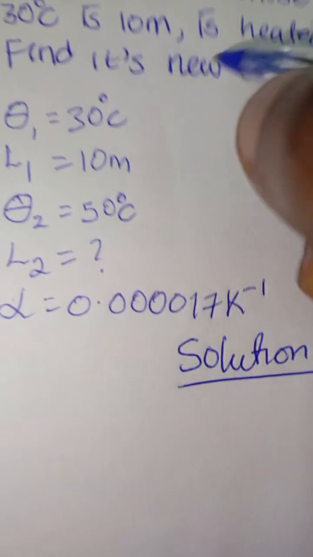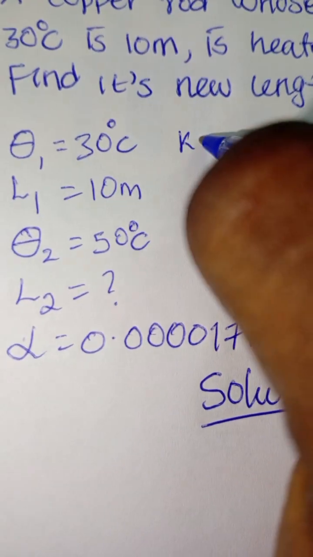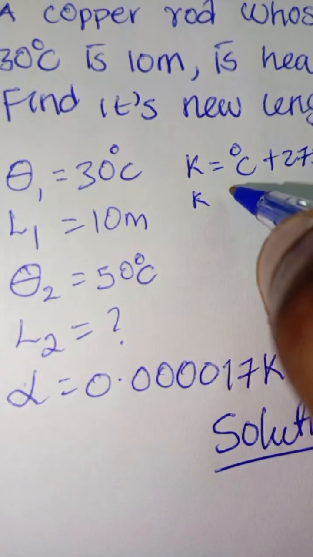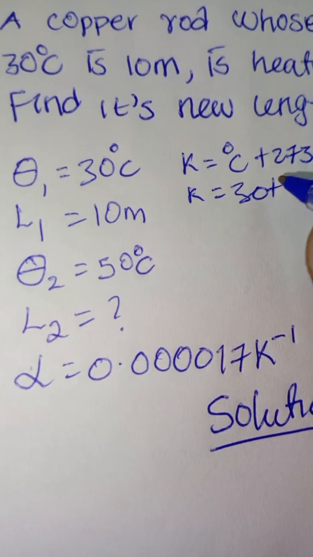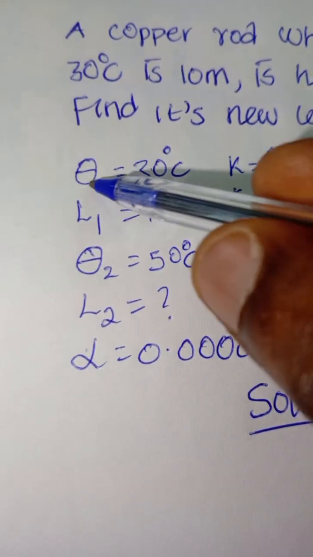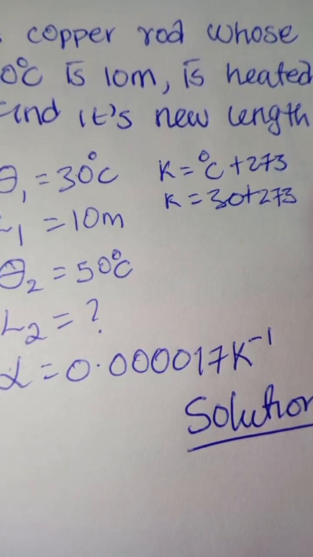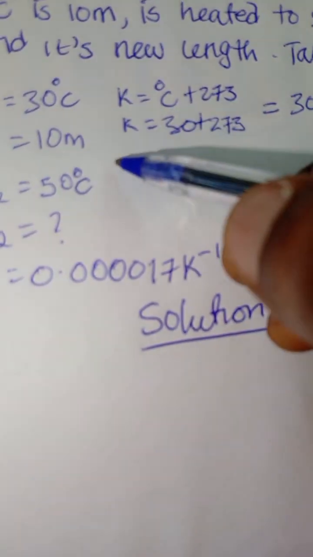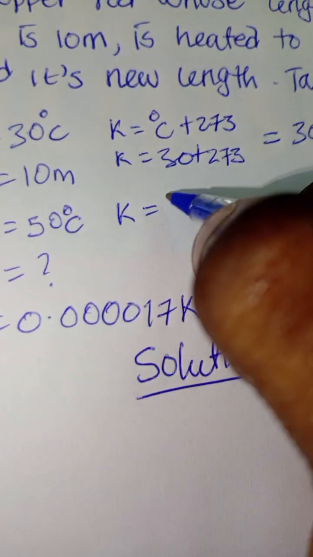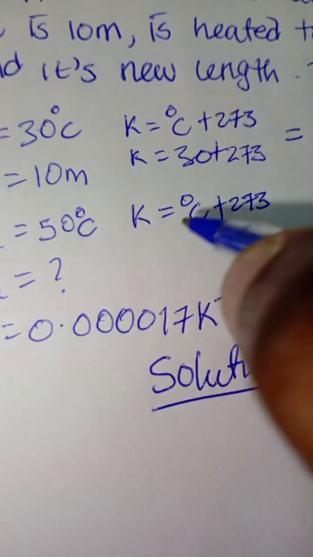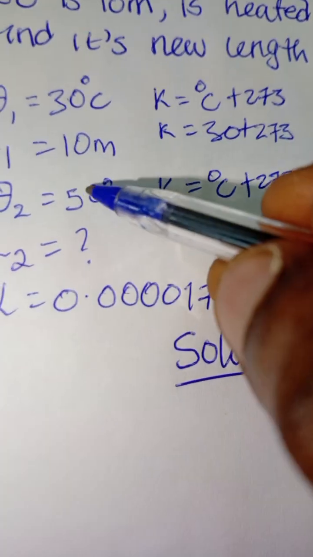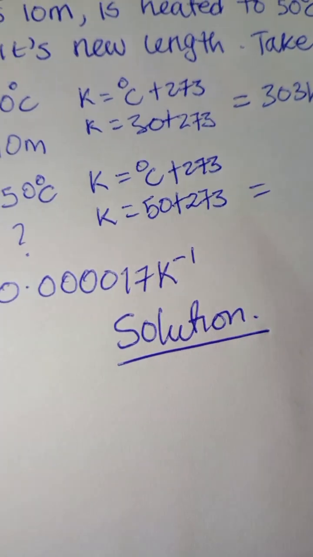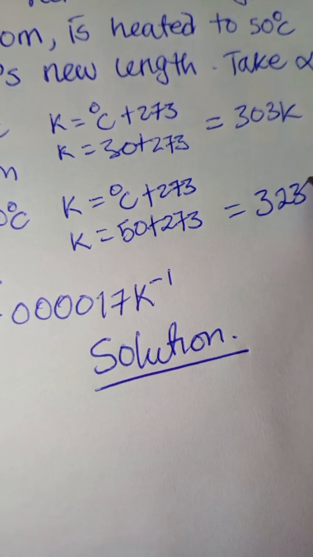Alright, so now from here, to convert this to Kelvin, we are going to use K equals degrees Celsius plus 273. If you do that, for theta 1, we are going to have 30 plus 273, and that will give us 303 Kelvin. Then for this theta 2, use the same formula. Kelvin is equal to degrees Celsius plus 273, which is 50 plus 273, and that will give us 323 Kelvin.